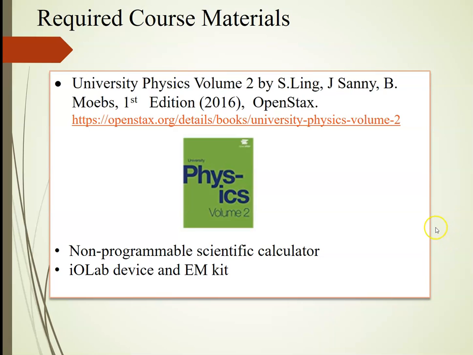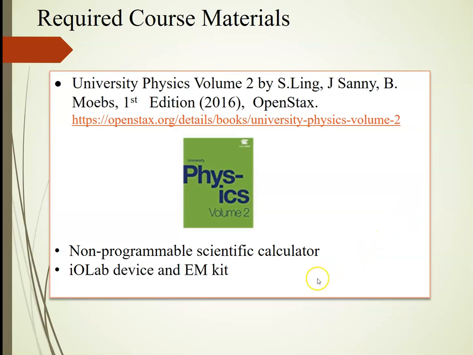So the textbook that we'll use for this class is open source. It's OpenStax. This has the link here to get that. You can get a PDF of it, so you can view it online. You can also get a hard print of it if you would like. You will need a calculator in this class. We'll be doing some calculations. This says non-programmable scientific calculator. You can use a TI-84 or TI-83 or TI-89.